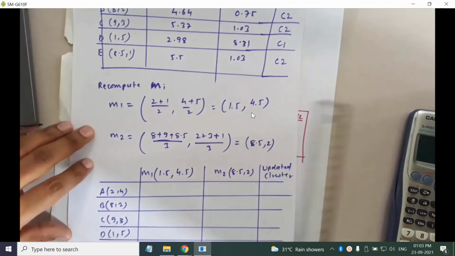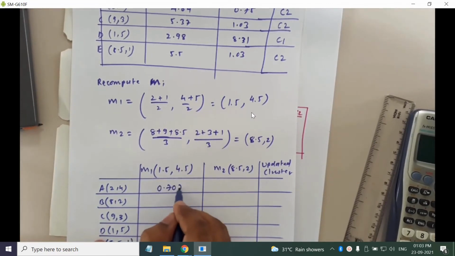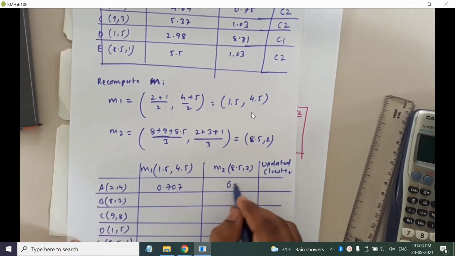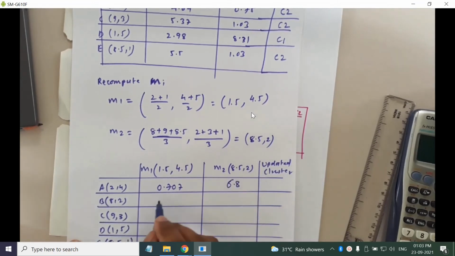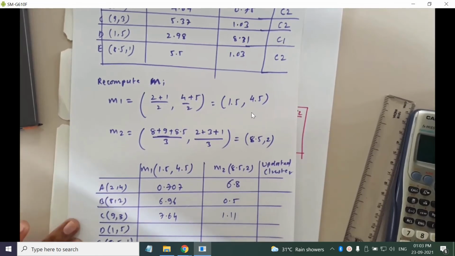Okay, so let me write the values. Zero, 0.707, 6.8, 6.96, 0.5, 7.64. So you can cross check these values.